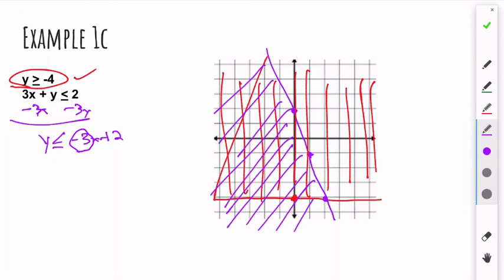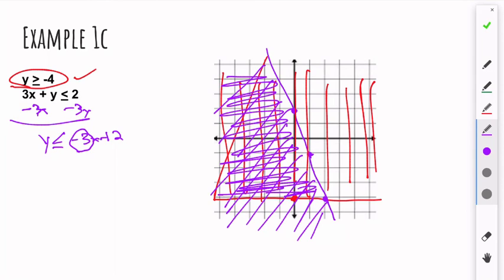Okay, and you'll notice that the place where there's overlap is the place where we have a solution. So I'm going to make sure that's nice and dark where I have my overlap. And that's the answer for 1C. The answer is the darker area that is shaded. Any of those points work with both of those equations.